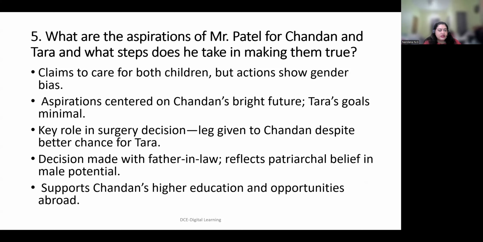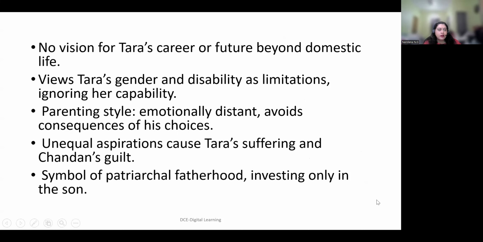He has a key role in the surgery decision. The leg is given to Chandan despite a better chance for Tara. The decision made with the father-in-law reflects patriarchal belief in male potential. He supports Chandan's higher education and opportunities abroad. No vision for Tara's career or future beyond life in the apartment.